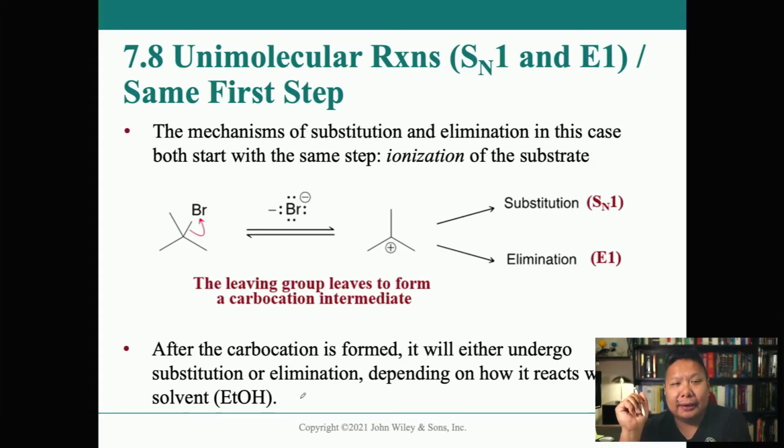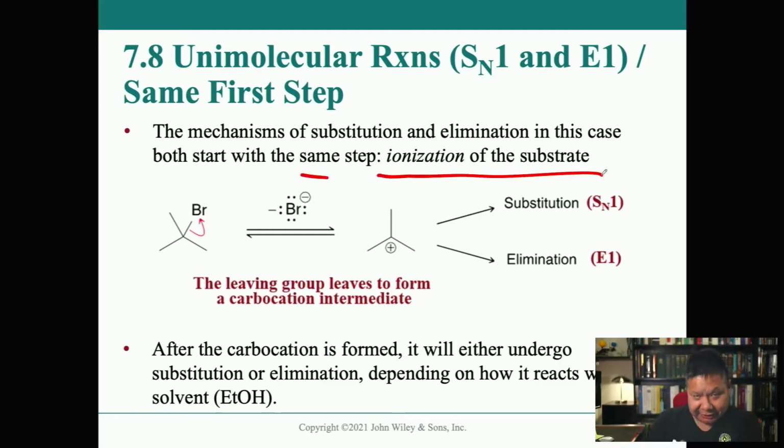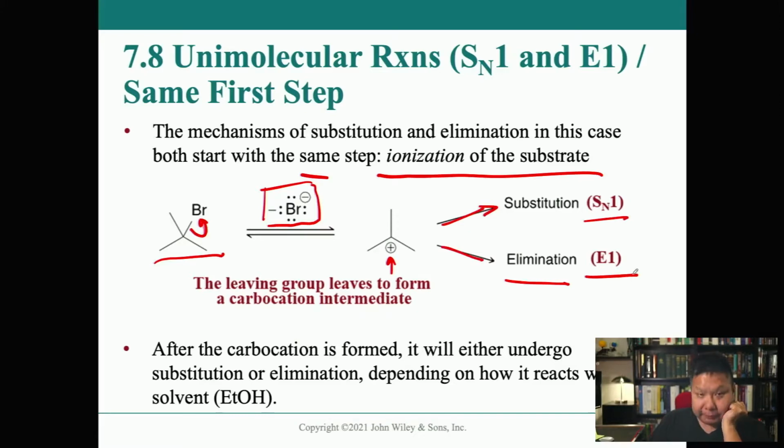So, same first step, right? The mechanism of a substitution and elimination reaction, in this case, both start with the same step, right? Which is ionization of the substrate, which is what I showed you in the previous slide. Here, the bromine leaves as a bromide leaving group, just on its own, right? And that leaves you with the tertiary carbocation, right? This tertiary carbocation intermediate. And then this can proceed either with a substitution reaction, which is SN1, or proceed with an elimination reaction, which is E1, right?